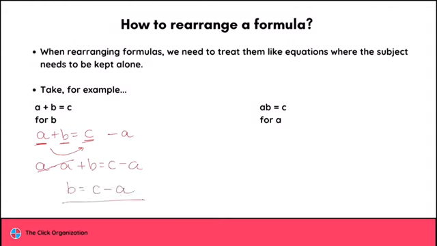Next, AB is equal to C, where we want to make A the subject. AB is equal to C has the subject of C in this equation with the terms A and B. Since we want to make A the subject and B is in the way, we need to cancel out B. Because B is being multiplied with A, we can divide the whole equation by B. This will give AB divided by B is equal to C divided by B. These two B's will cancel out, giving the final solution of A is equal to C divided by B.